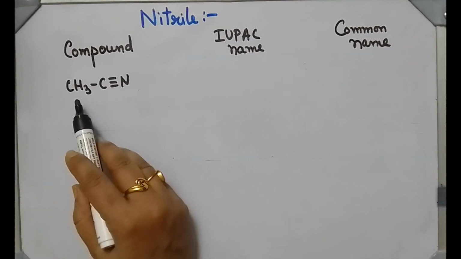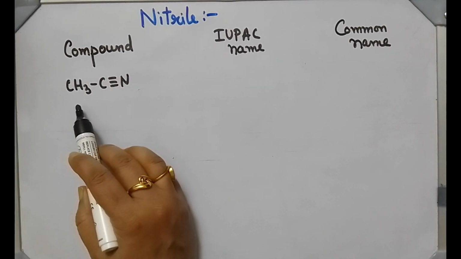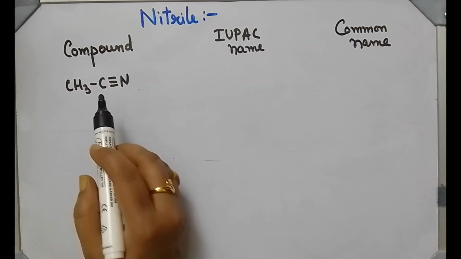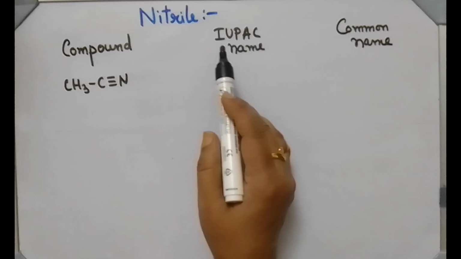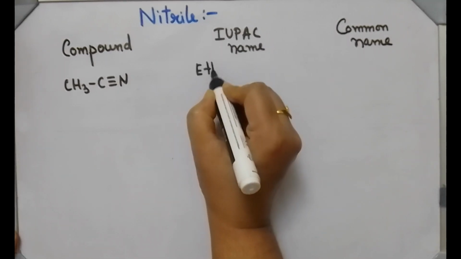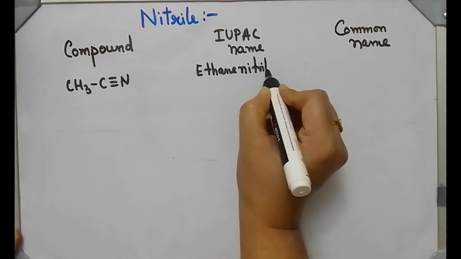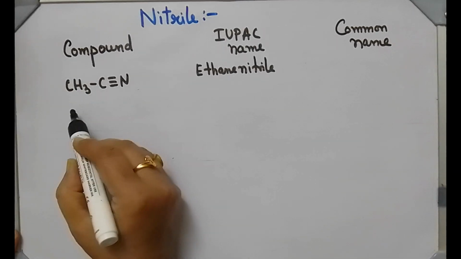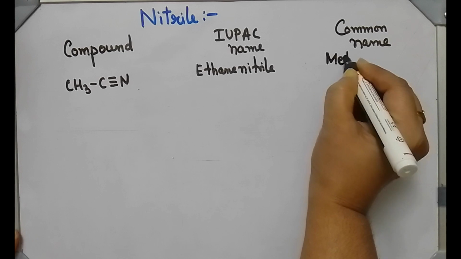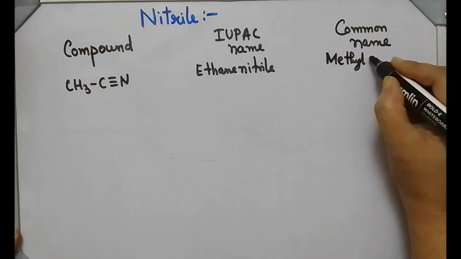Now see, first compound is CH3CN. Here you have to take into account all the carbon atoms for the IUPAC name. Total 2 carbon atoms means ethane, plus nitrile as secondary suffix. So it is ethane nitrile. For the common name, this group is methyl, so you have to write methyl cyanide. Methyl is the name of the alkyl group, and then cyanide.